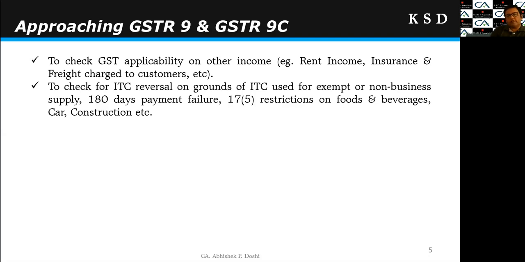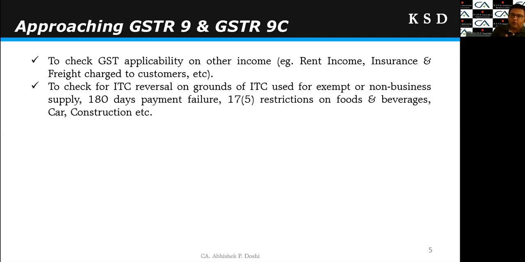Another important point is to check for the ITC reversal. ITC reversal is required on various grounds, right? For example, ITC used for exempt or non-business supply, 180 days payment failure. Then there are various restrictions under section 17(5), for example, foods and beverages, car, construction, works contract, etc. So if any ITC reversal is required on account of any of these reasons, and if it has not been made, we have to give effect to it in the annual filing.